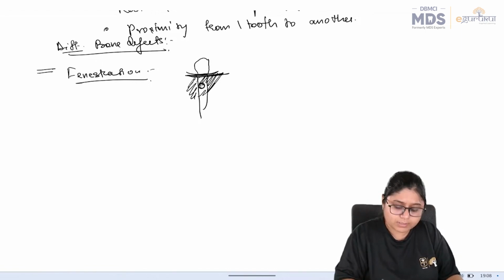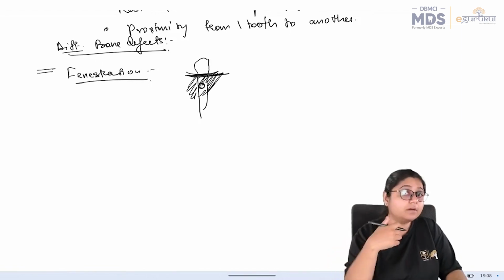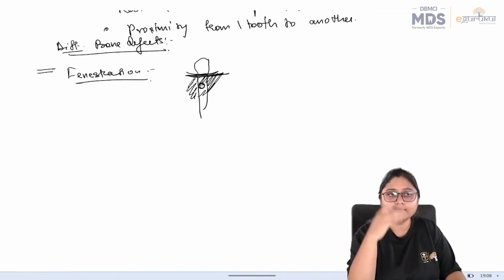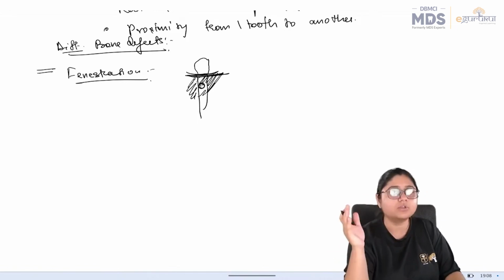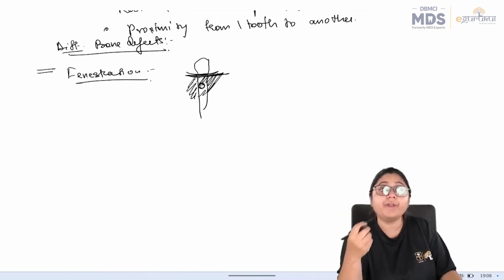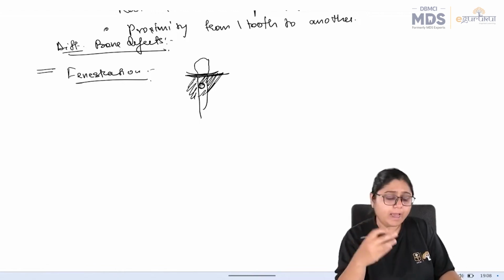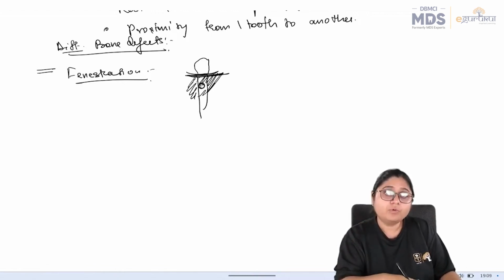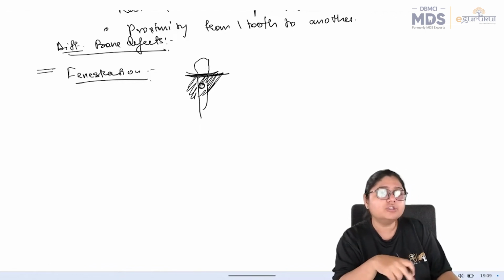What could it be? Because in this region the root might be curved. That can be possible, therefore the bone is thin there and it gets resorbed with time. Or because of endodontic tooth perforation, what happens? In this region, the bone has started getting resorbed, and only in this region there is a fenestration.